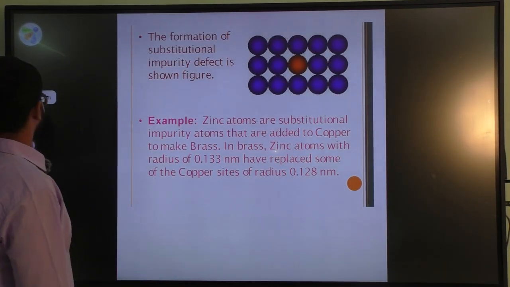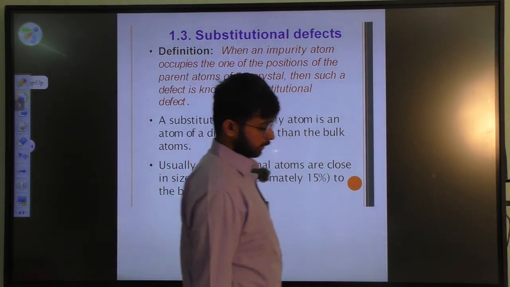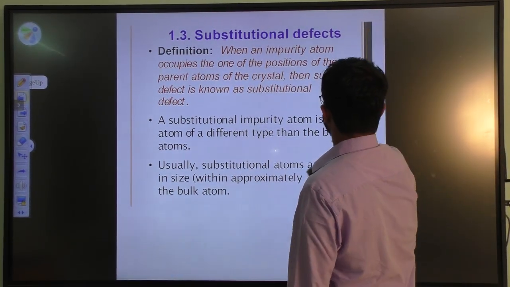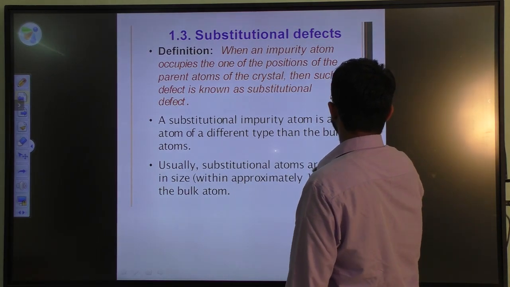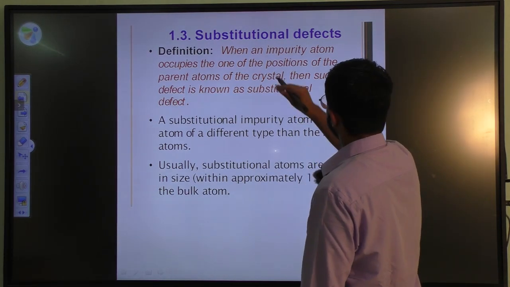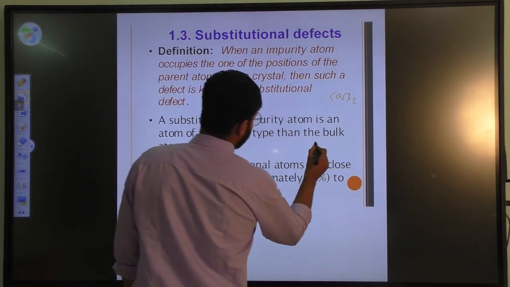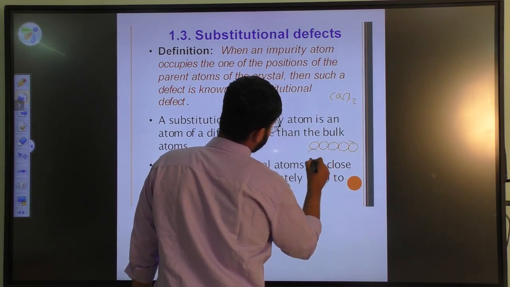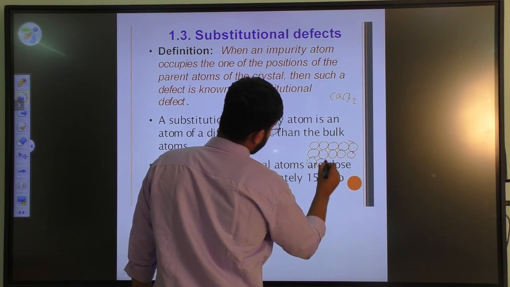Substitutional defect. When foreign atoms come in, as you consider CaCl2, in a substitutional defect one foreign atom comes to the lattice and takes the anion or cation position of the lattice. This is called substitutional defect.